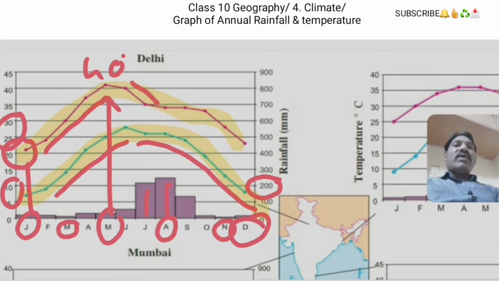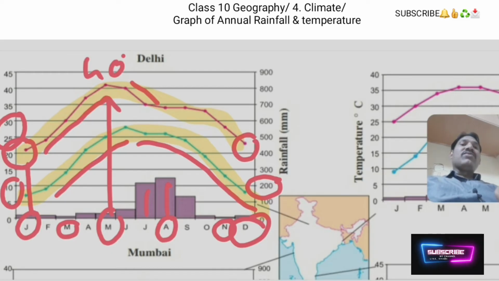Again it falls down in the months of July, August. We can see the fall in temperature. Again it falls in the month of December. Okay students, in December it becomes how much? In between 20 to 25 degrees centigrade. Okay students, have you understood the highest temperature and the lowest temperature?